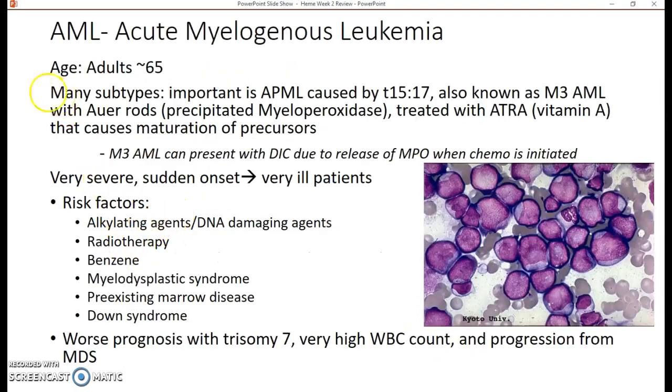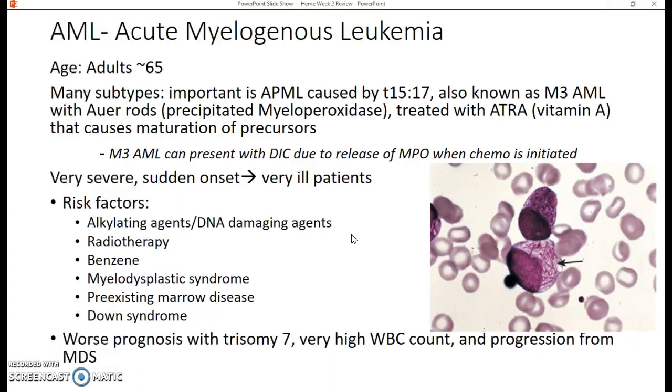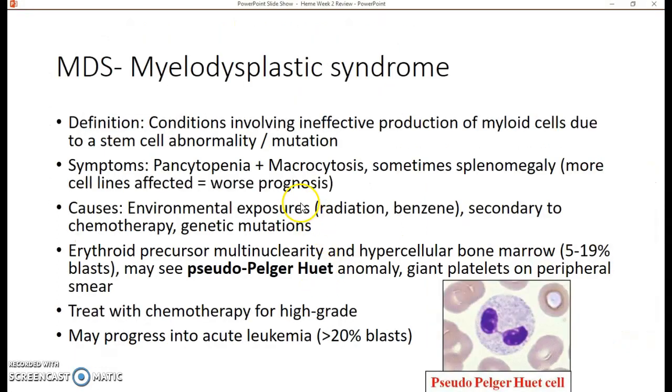So AML is usually in older adults. The important subtype associated with Step 1 is M3 AML with the Auer rods, which are precipitated myeloperoxidase, these little pink rods that you see in the cytoplasm. Very severe, very sick patients. Risk factors include previous chemotherapy or radiation, and benzene. Myelodysplastic syndrome can progress to AML as well. Down syndrome is also a risk factor. You get worse prognosis in people with trisomy 7 who present with very high white counts. And if you have MDS and it becomes AML, that also is a really bad prognosis. You can see here a picture of these Auer rods. Classic.